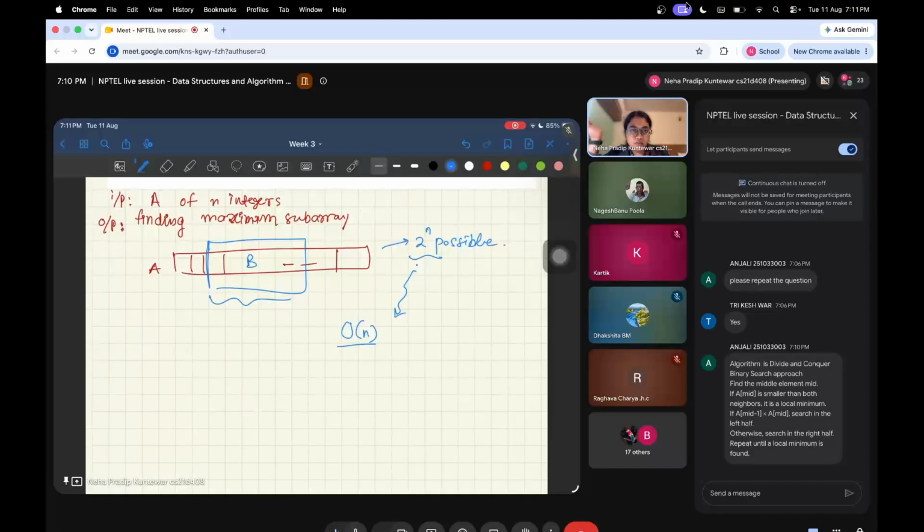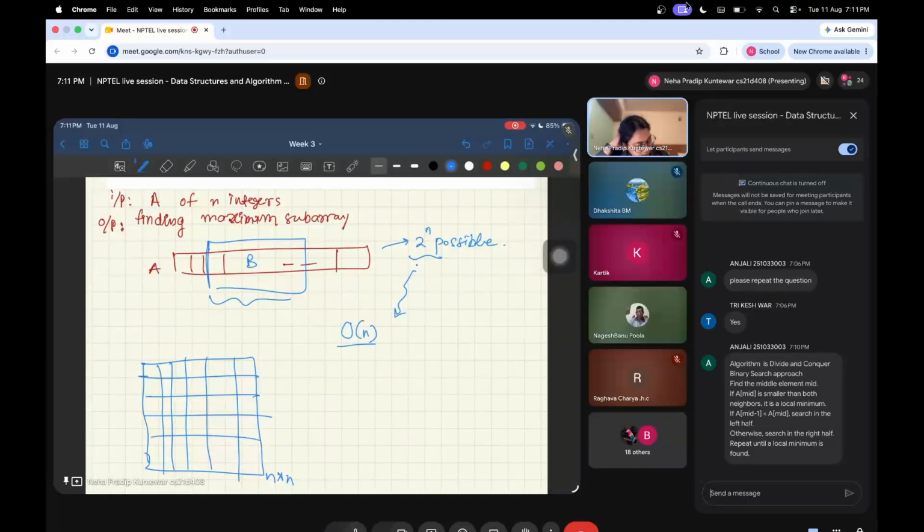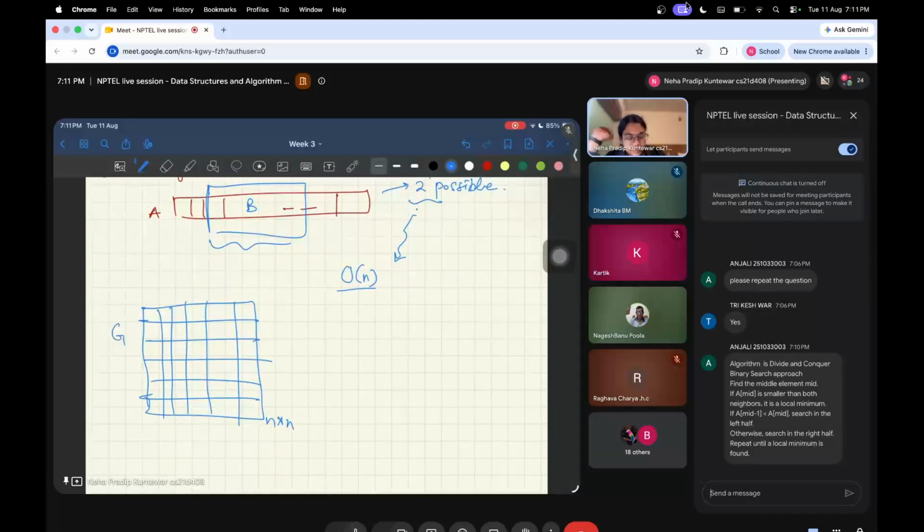So let us say that you are extending this problem to a grid now. Instead of an array you have a grid. This is your n by n grid, and this is the input that's given to you. I'll call it G. So this is the grid G that's given to you. It consists of distinct integers. So each cell contains distinct integers.